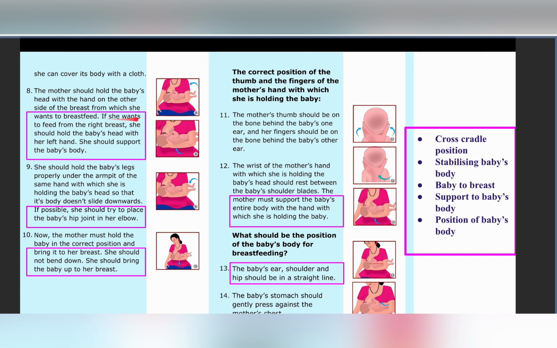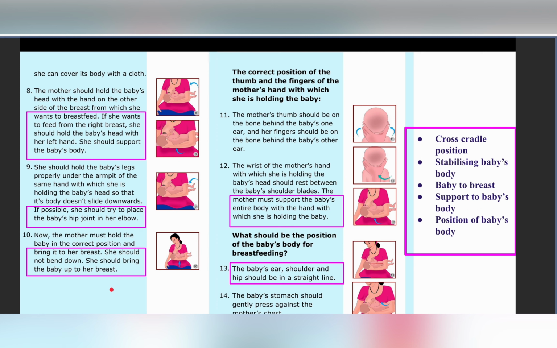So if the mother wants to feed from the right breast, obviously she'll be holding the child with her left hand, and with the left hand she'll be supporting the baby's body entirely, right? And also in the cross cradle position, as we have discussed before, she should place the baby's hip joint in her elbow so as to support the baby properly, right? And the body should be stabilized by holding the legs below her armpit. So the body of the baby should also be stabilized in this position.